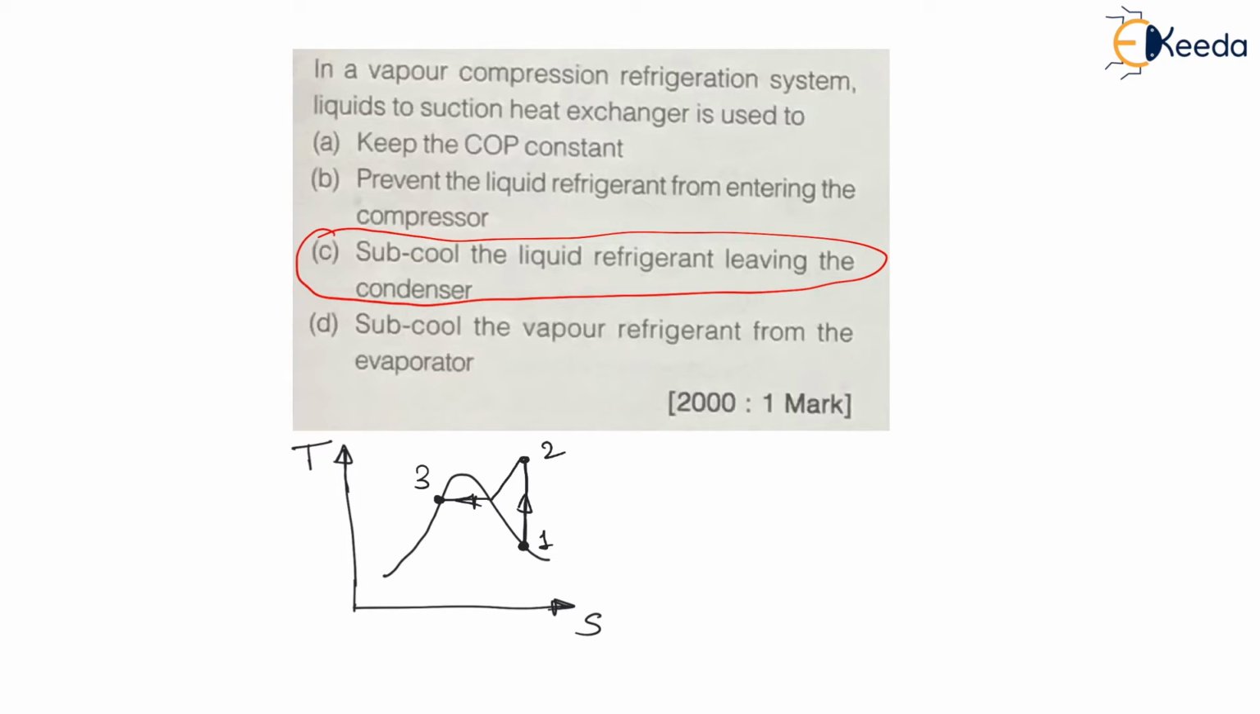Now 3 to 4 will be throttling. That is an isenthalpic process. And 4 to 1 is evaporation. That is, in the evaporator from 4 to 1 at constant pressure heat is absorbed and where the net refrigerating effect is obtained. Right.